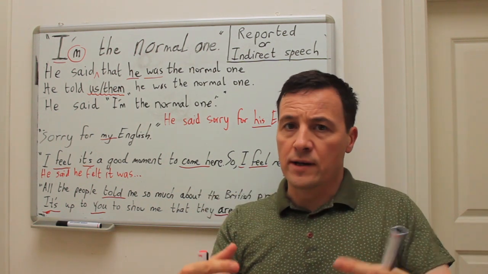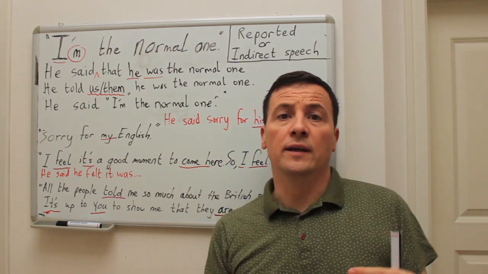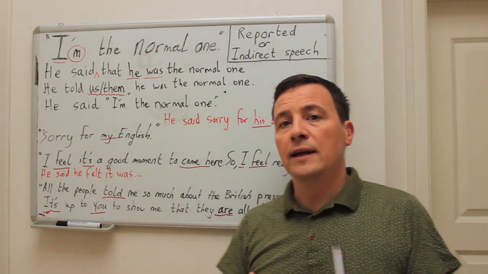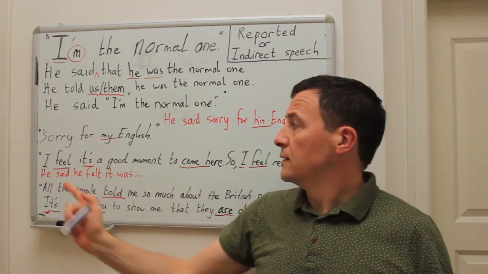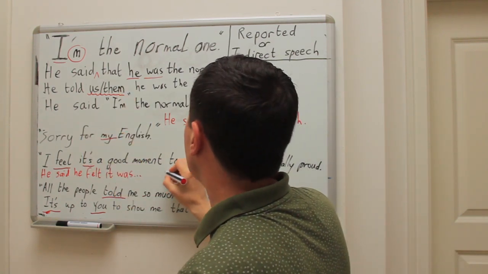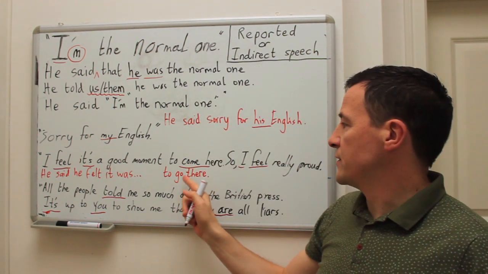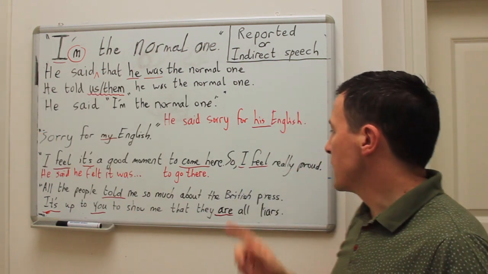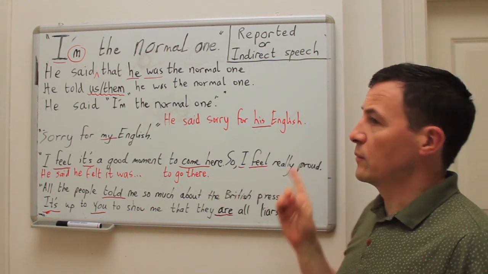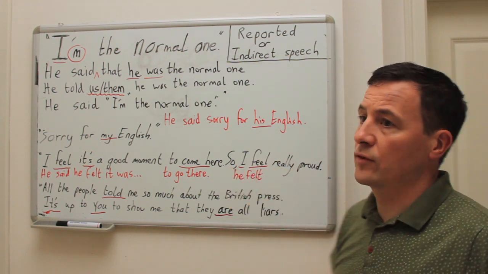If you're in Liverpool or in Britain, you can report that as he said he felt it was a good moment to come here. But from Germany, you wouldn't say come here because we're not in Liverpool or in Britain or in England. So you could also say he said he felt it was a good moment to go there. So come changes to go and here changes to there. And then in this final sentence, I feel really proud. He felt really proud.